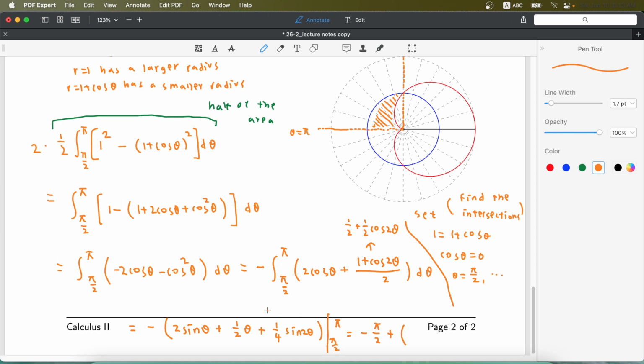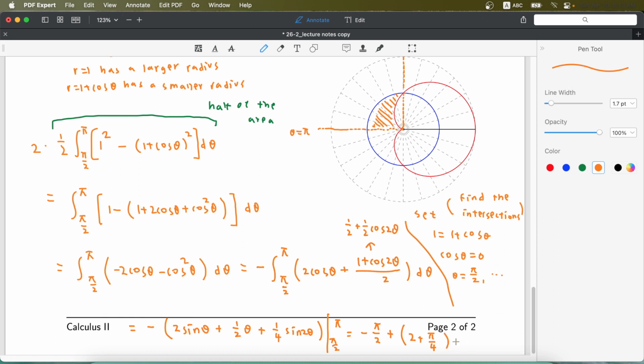So let me plug in pi over 2 right here. Sine pi over 2 is 1, so we have a 2. Pi over 2 times 1/2 is pi over 4. Then plugging pi over 2 in here, we have 2 theta, so that should be sine pi. Sine pi is 0, that's good. So we have that.